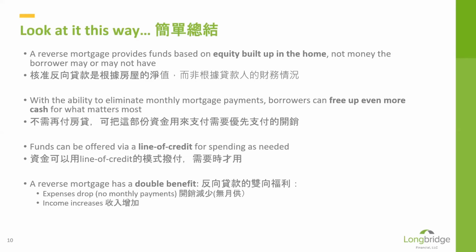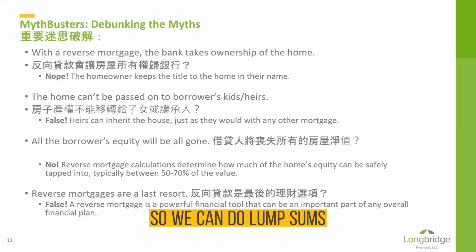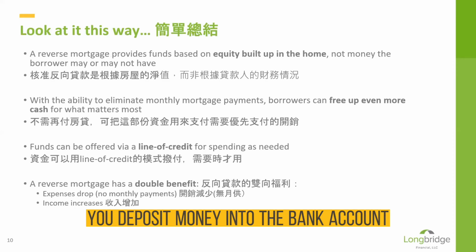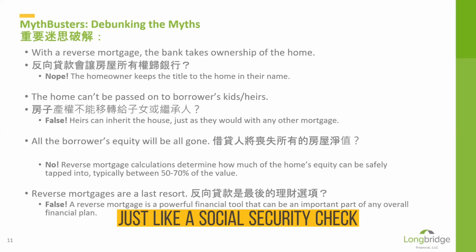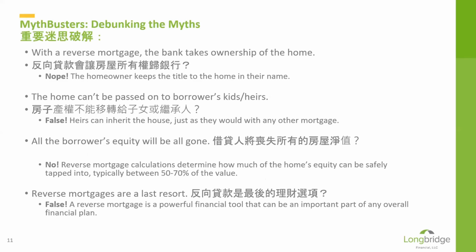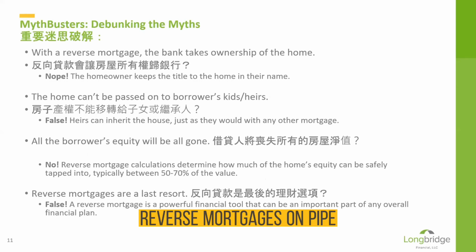All right. So we can do lump sums. We can do lines of credit. We can do a 10-year option where we deposit money into the bank account every month, just like a Social Security check. Reverse mortgages.